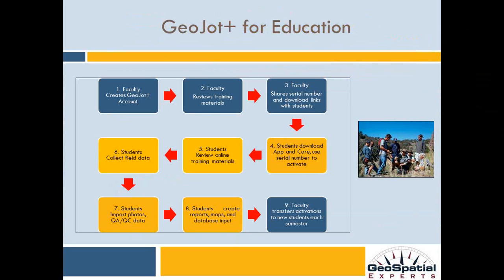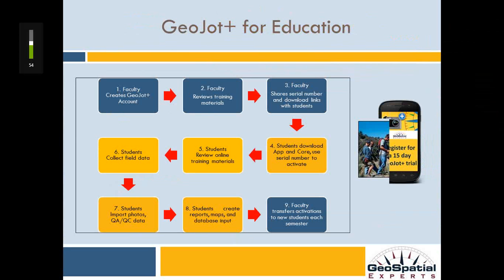Once the data is collected, you import the photos, you do your basic QA/QC, and at that stage you can create any custom reports, maps, and database input. Depending on the student project, they can create various reports from that data. And once a project is finished by a specific group of students, the licenses can be transferred to a new group of students or new departments, but that's up to the administrator.